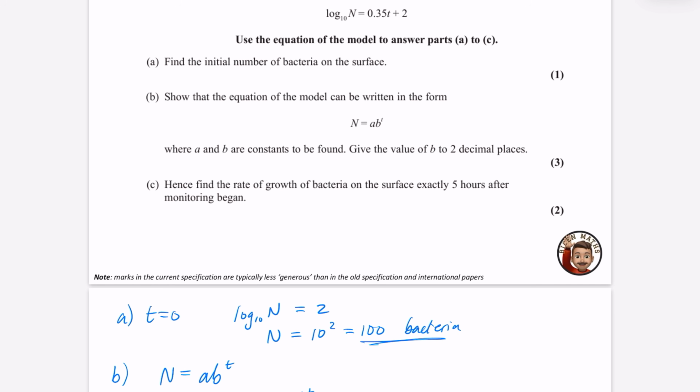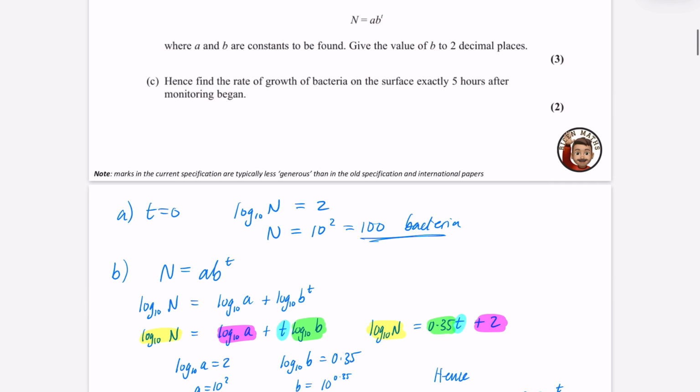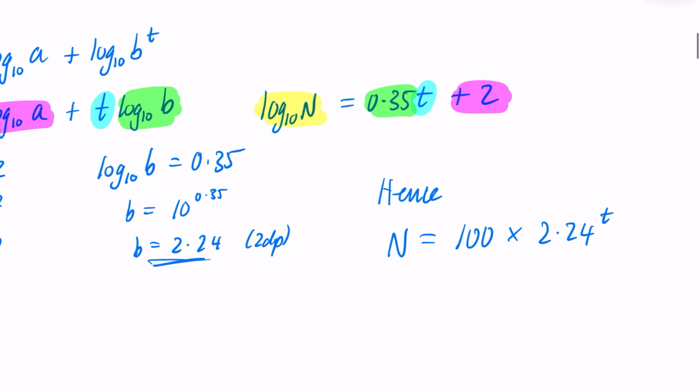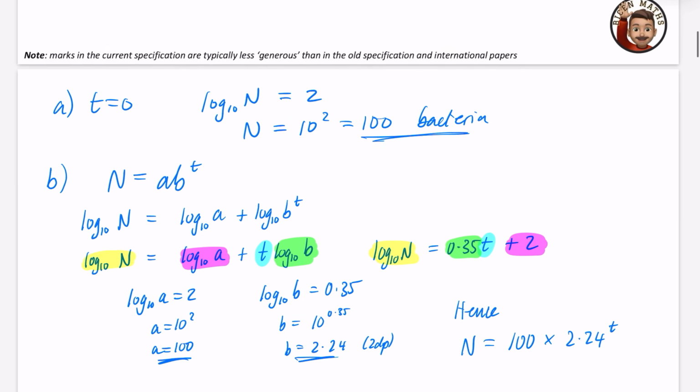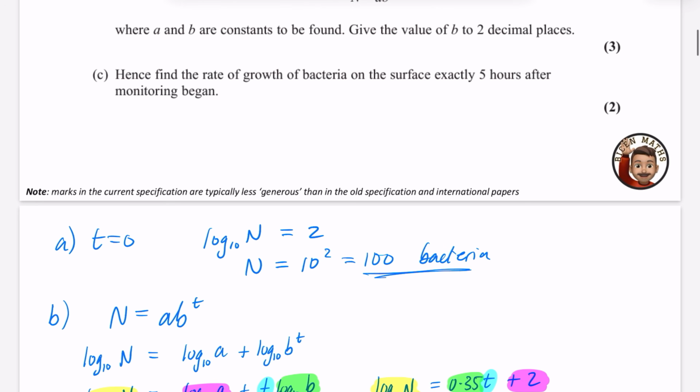Okay, it then says, hence find the rate of growth of bacteria on the surface exactly 5 hours after monitoring begun. Now, I imagine some people might make the mistake of just taking t and substituting 5 in there to find out how many bacteria there are. But there's an important word here that we should not have missed, and it says find the rate of growth of bacteria. So it's asking us to do something to do with differentiation instead, okay?